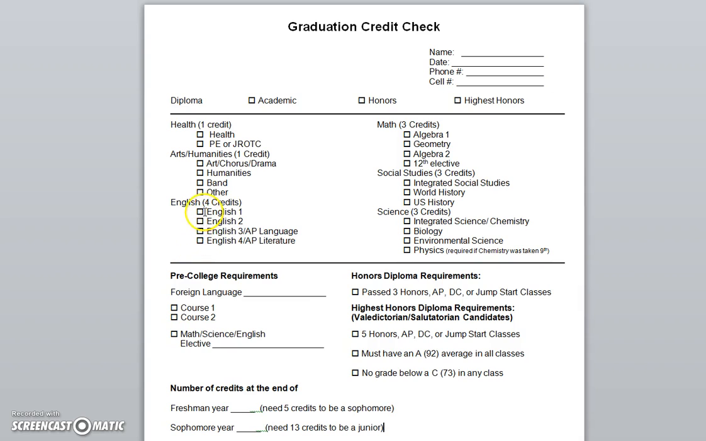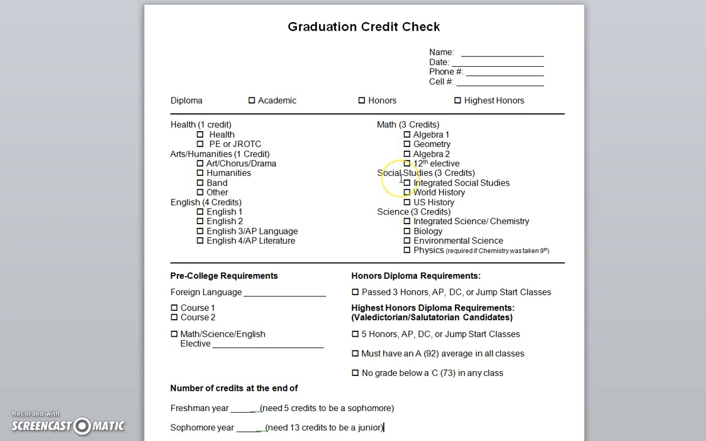You have English credits. Make sure you check all of these boxes that apply. English 1, 2, 3, and 4 if you're taking that now. Or if you're a junior, you would be taking this class right here. You have not earned that credit, so do not check that box. Only check the boxes that coincide with the credits that you have earned. The same thing goes for math: Algebra 1, Geometry, Algebra 2, and then your 12th grade elective.